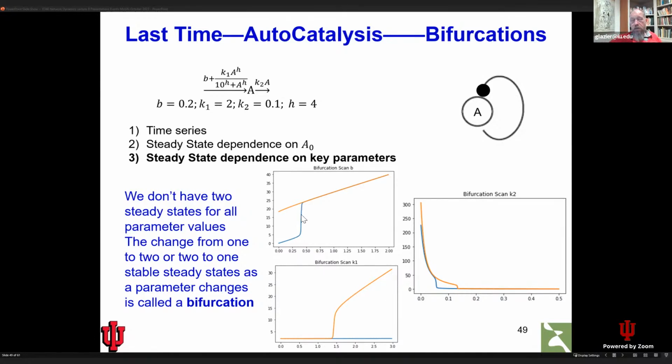The value at which we jump: b equals 0.237, K2 equals 0.05 or 0.13. Those are called bifurcations.